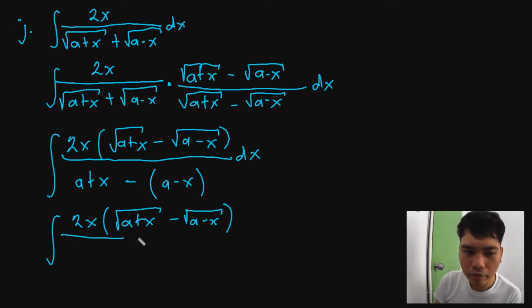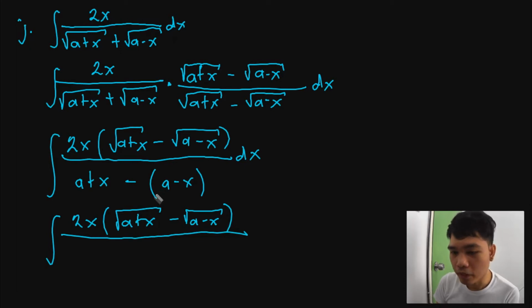And then, we can divide this by a minus a would be 0. Kasi any constant naman yan would be 0. And then, x minus negative x would be positive 2x. Okay? And can you see it from here na we can cancel out 2x? And now we're left out with the square root of a plus x minus square root of a minus x, which is very easy to integrate.